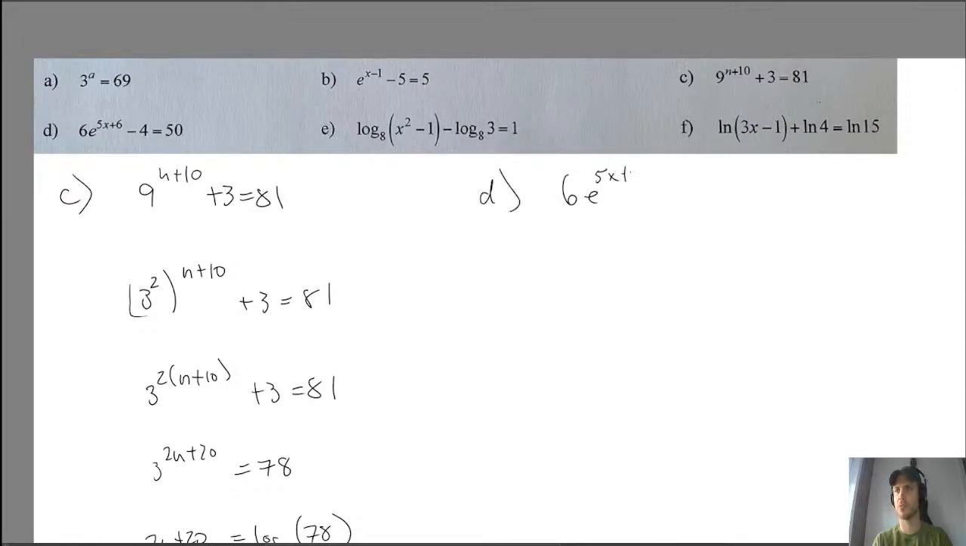6e to the 5x plus 6. Oh my goodness, this is wild. Time out. There we go.